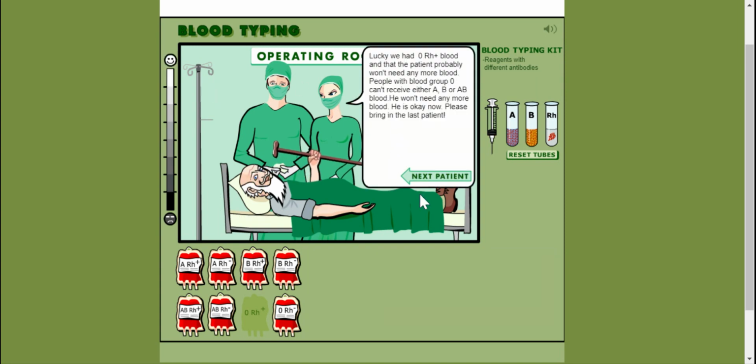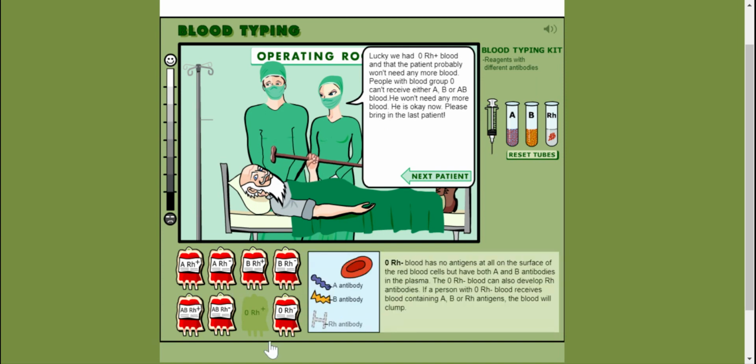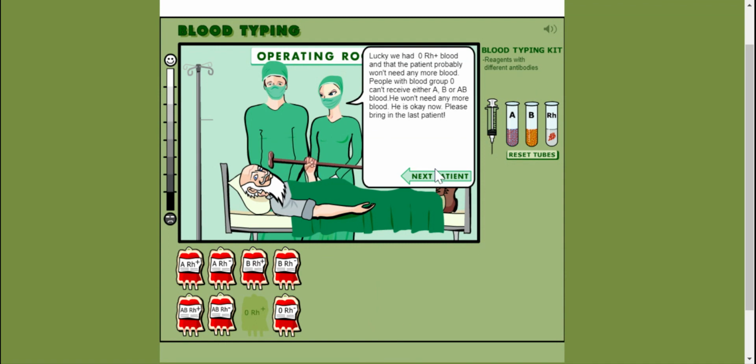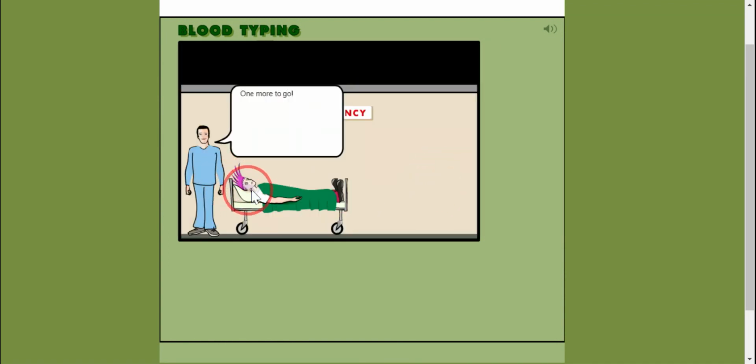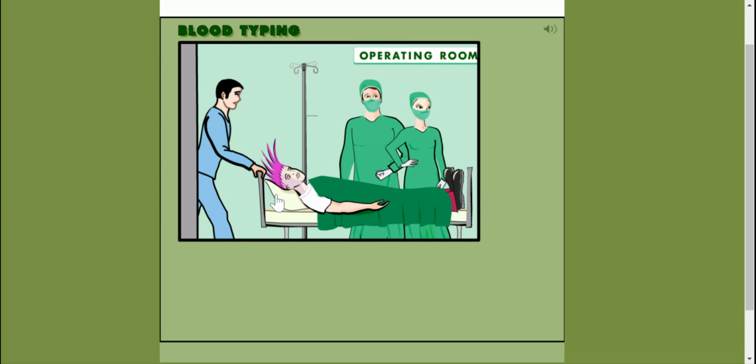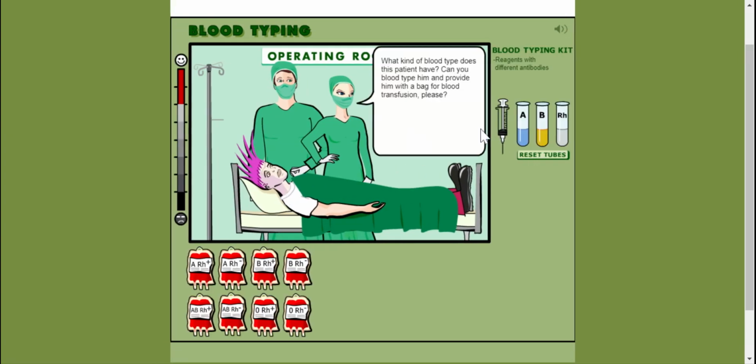And of course, the only other one he would have been able to receive would be O negative. So we could have given him that as well, because remember, people that are positive for Rh can receive either type of blood, but people that are negative may only receive negative. All right, last one. Let's take a look at this last guy. So let's go ahead and type him.